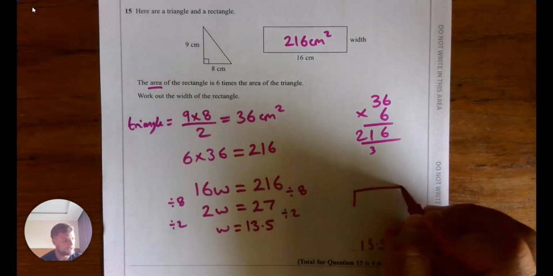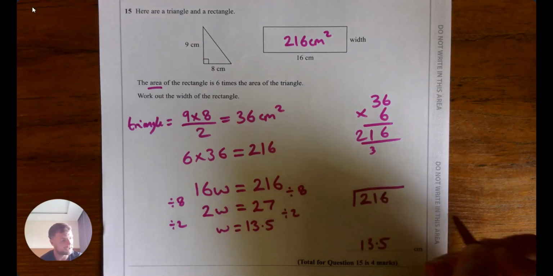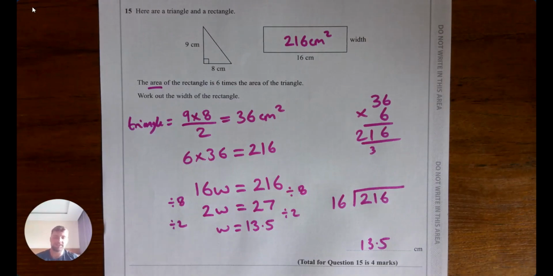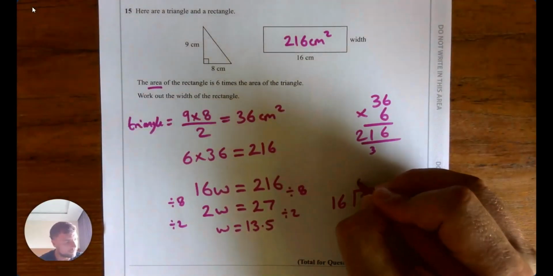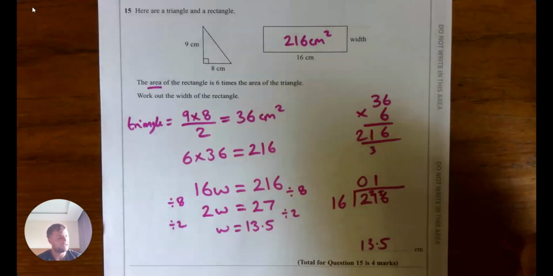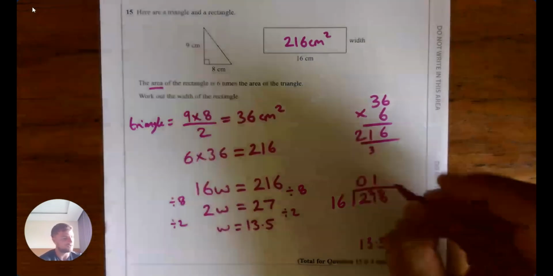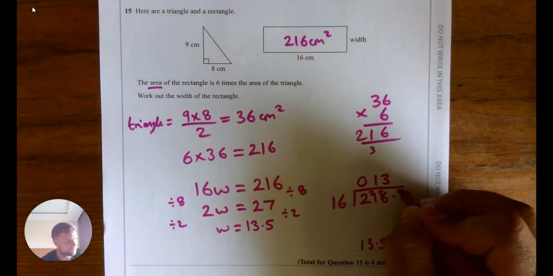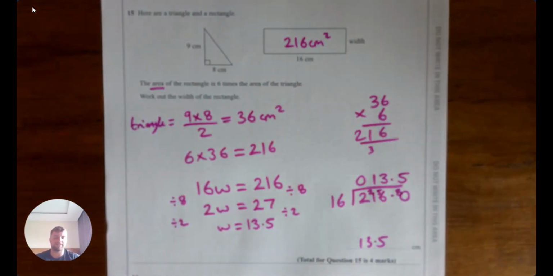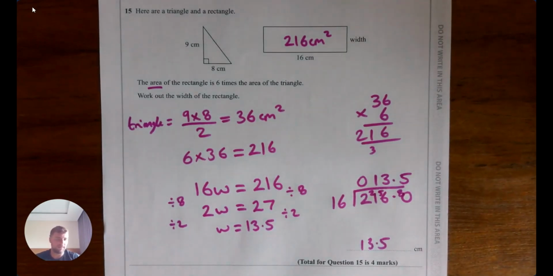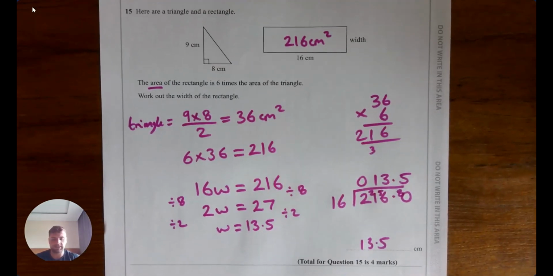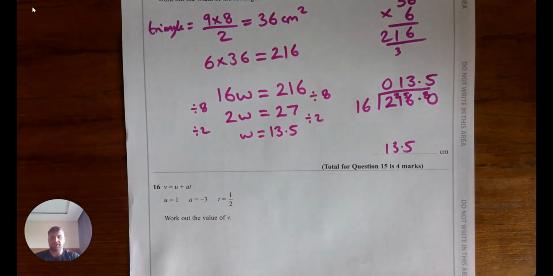The other option you've got is you can use a bus stop, 216 divided by 16. I'll just show you this because this might be a method that some of you would have done. 16 into 2 doesn't go. 16 into 21 goes once, remainder 5. Then 16 into 56 goes 3 times, remainder 8. And then 16 into 80 goes 5 times. You might prefer that as a method because it works just like that every time. Just remember to put 0.0 if you have a remainder so that you can keep going and work out the exact answer.